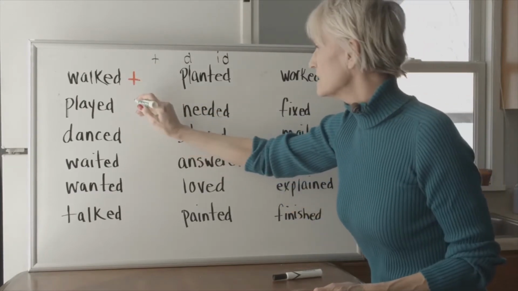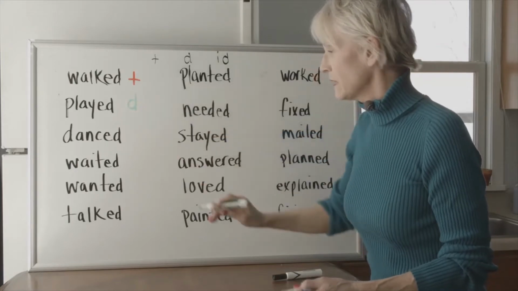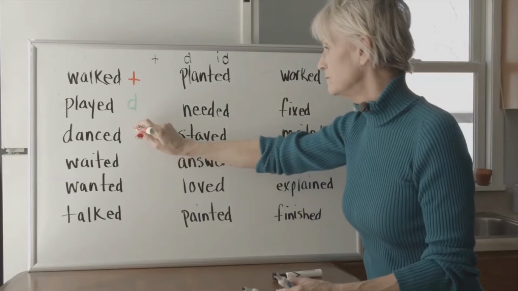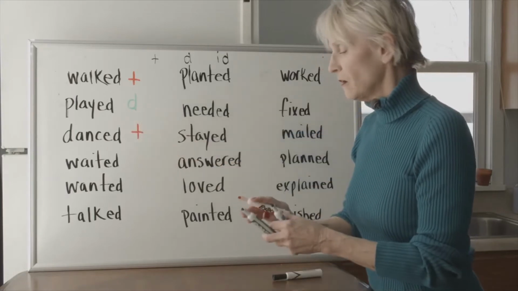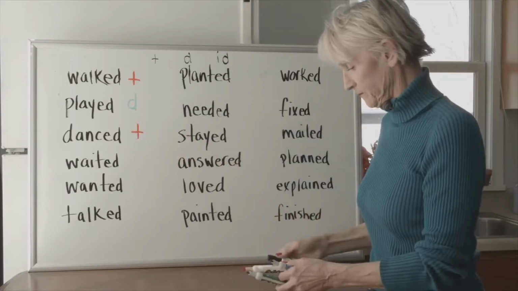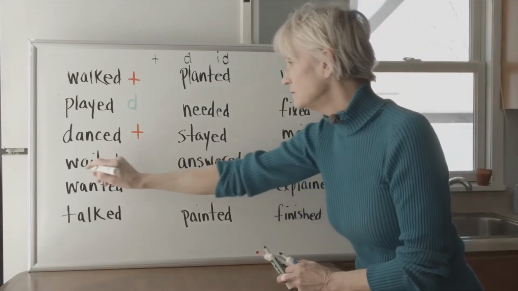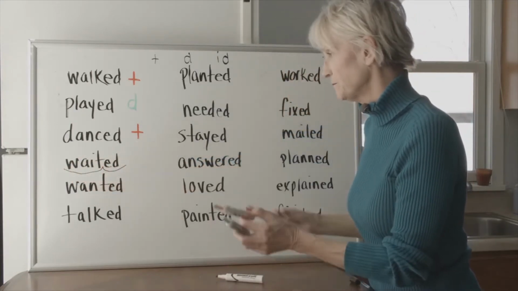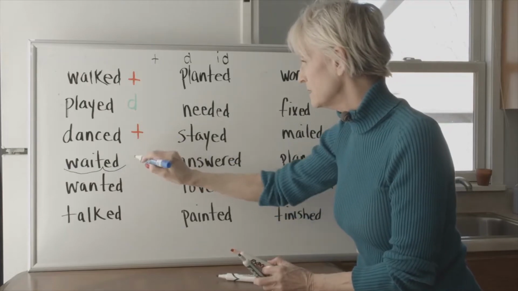Played. That's a D. Danced. T. Waited. Two syllables. And that's an id. Waited.